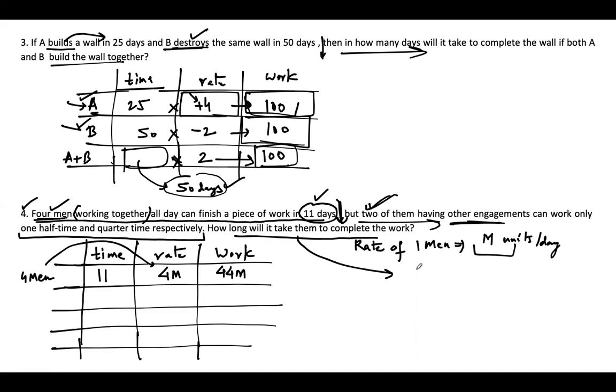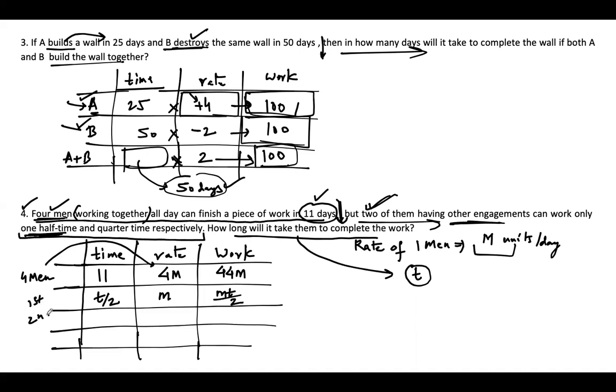No, again, we can assume it. Let's say the time is T. So the first man, how much time is he devoting? 1/2, so T/2. And the rate of one man is M. So work done would be time into rate, so MT/2.